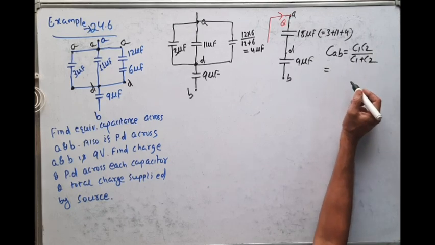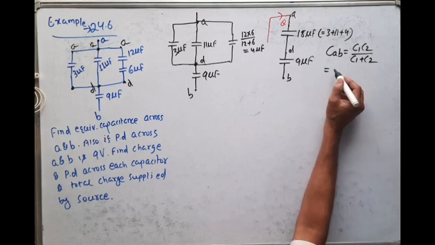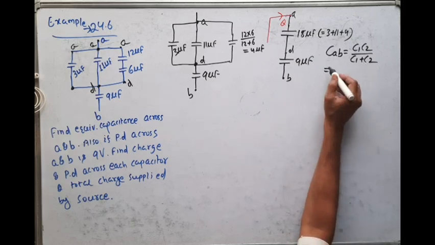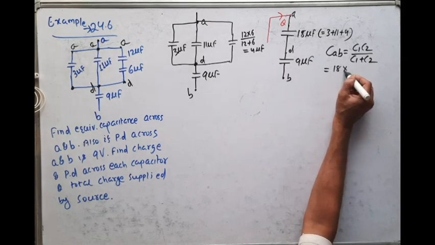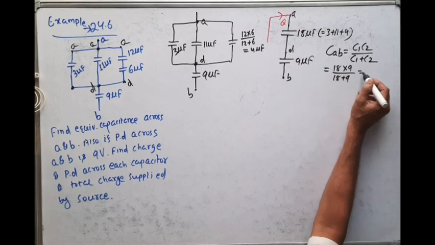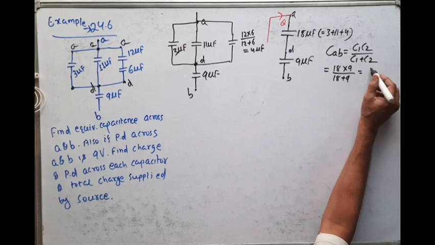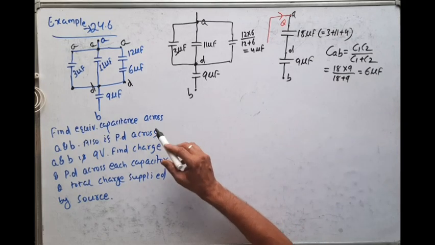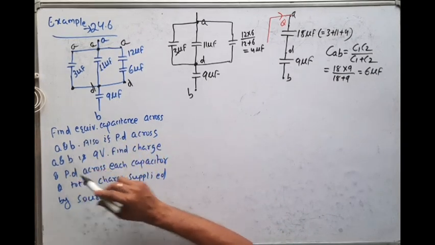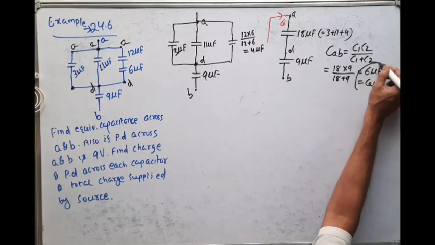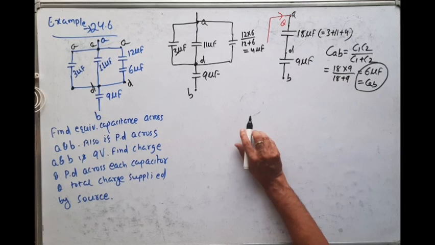So that is equal to, what is the value of C1? 8 microfarad into 9 microfarad divided by 18 plus 9. Just calculate this. I think it will come 6 microfarad. So this is the answer. What is the equivalent capacitance across A and B? This is the equivalent capacitance across A and B. This result we got.